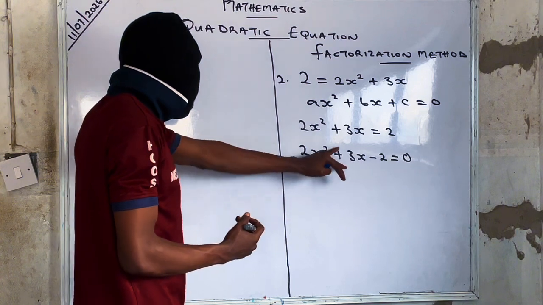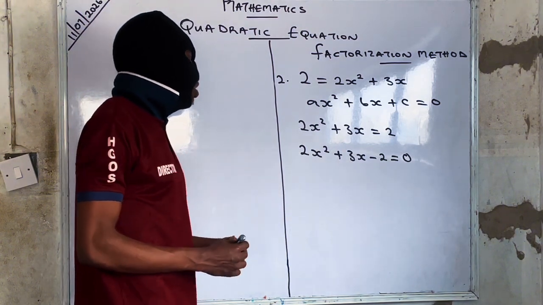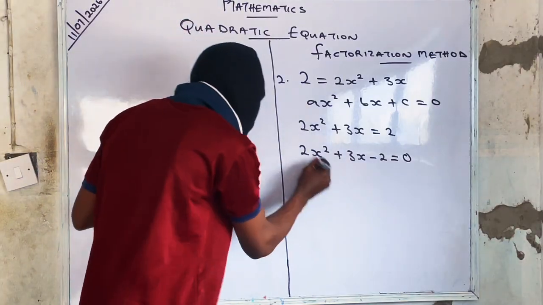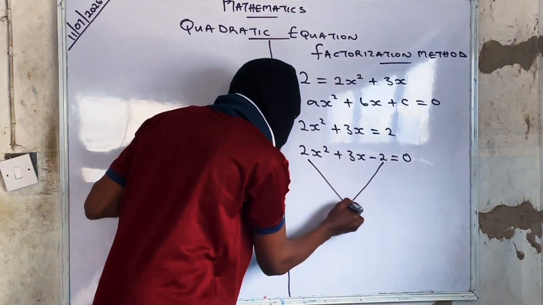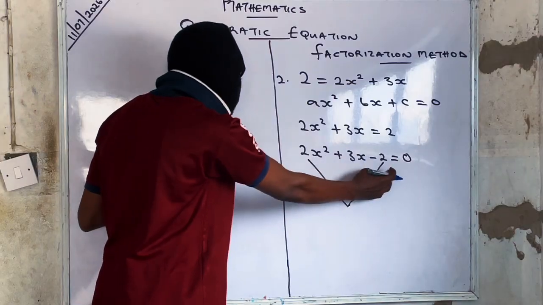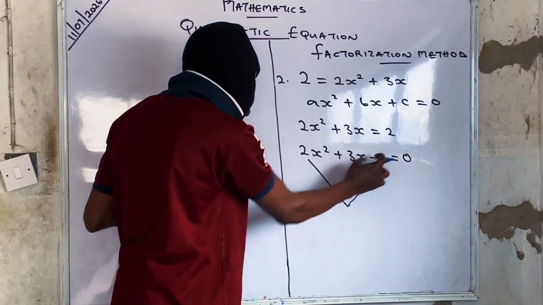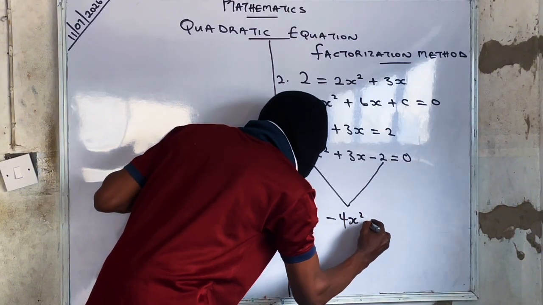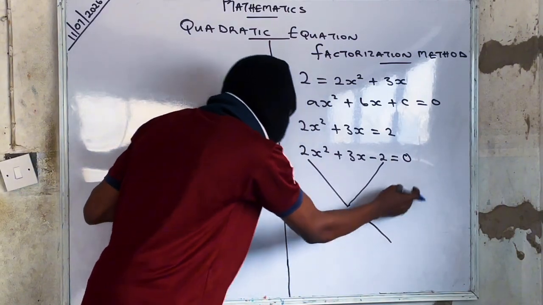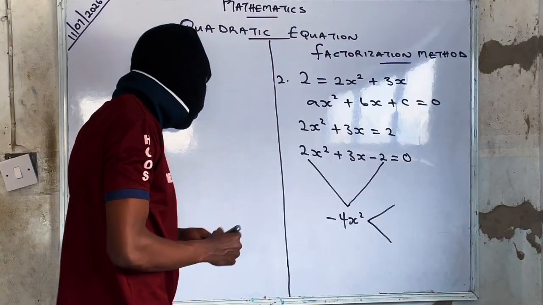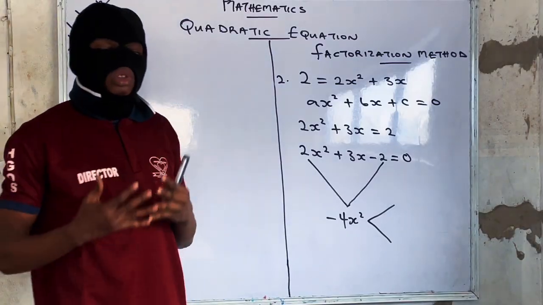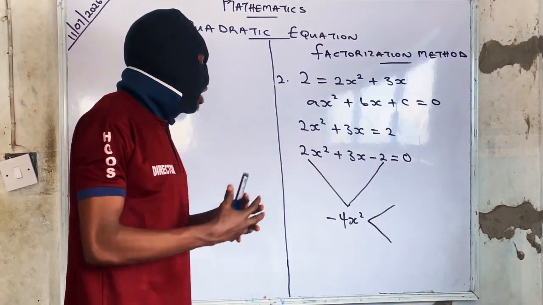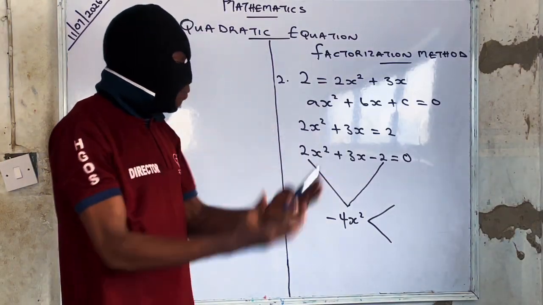Now we have 2x squared plus 3x minus 2 equals to 0, and we want to use factorization method to solve this. What we are going to do is multiply the first term and the last term together. Now 2x squared times minus 2 will give you minus 4x squared. So you are looking for the factors of minus 4 which multiply together to give you minus 4, and add together to give you plus 3.